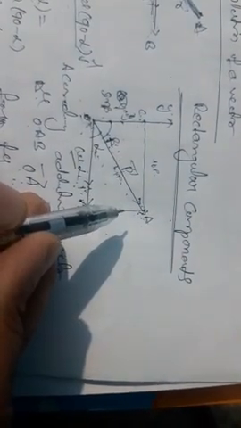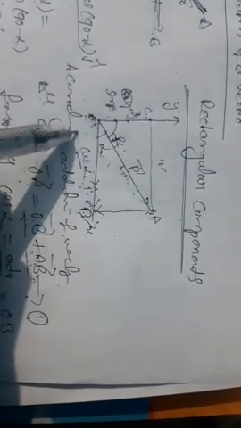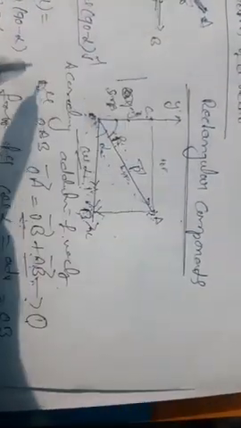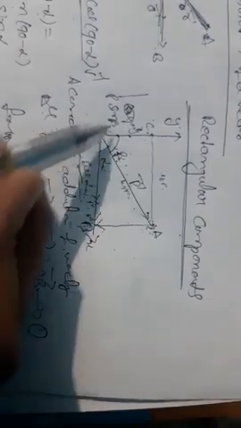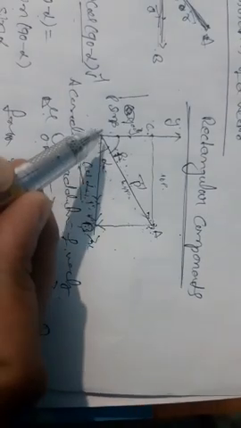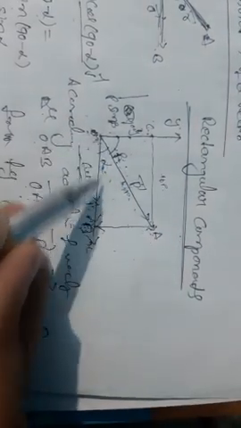How to find the rectangular components? There are two different types of rectangular components. One is the horizontal component, the other is the vertical component. The horizontal component is P cos alpha. The vertical component is P sin beta. First, draw the x coordinate and y coordinate, then draw the resolution of a vector. OA is the resolution of a vector. The vector P is resolved into two components, one vertical component and another horizontal component.